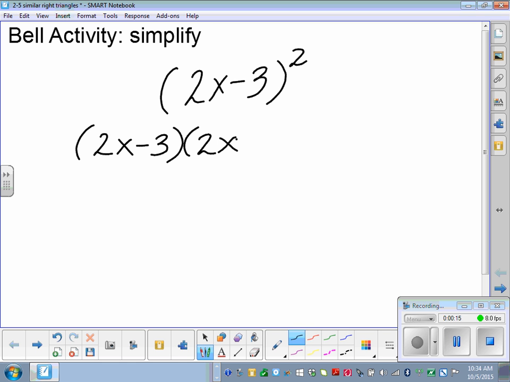Times 2x minus 3. I'm going to ask, because I know there's people out there that still do not know how to do that on the first test. They didn't know how to do it on the retest. Okay, so now looking at this, what are we going to do from here?